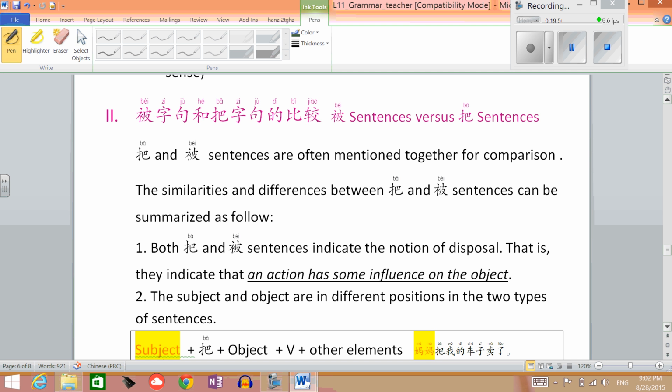The second one is we are going to compare 被 and 把，被字句和把字句的比较。So those two are often mentioned together for comparison. The similarities and differences between 把 and 被 sentences can be summarized as follows. So let's take a look. First one.